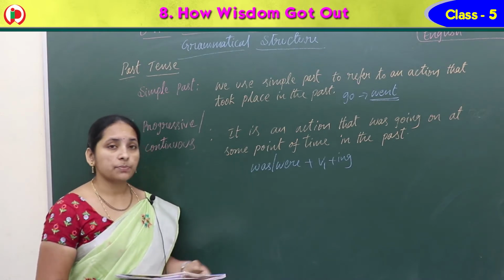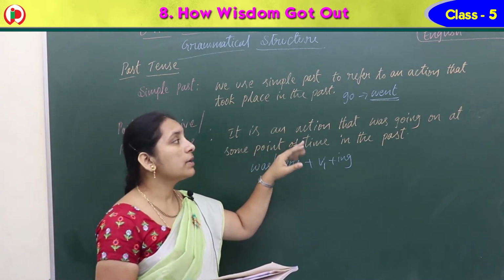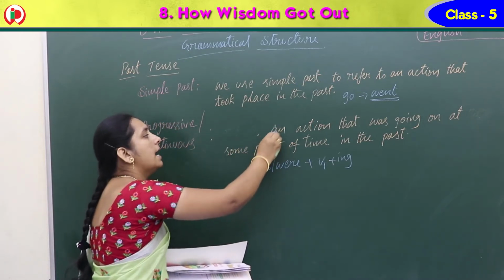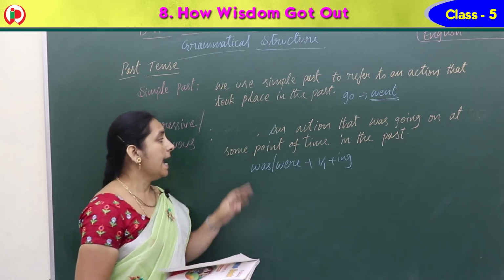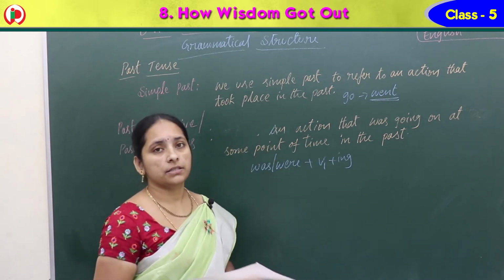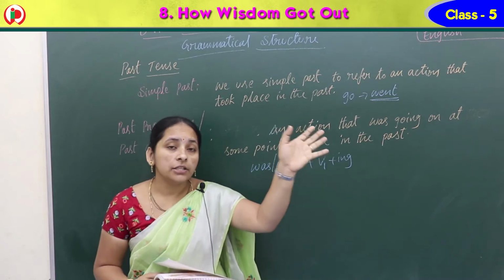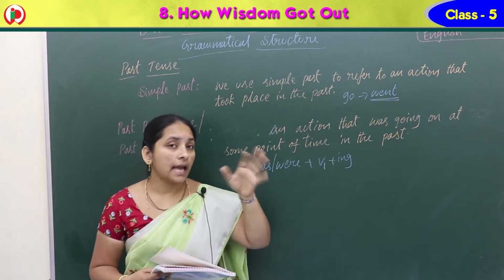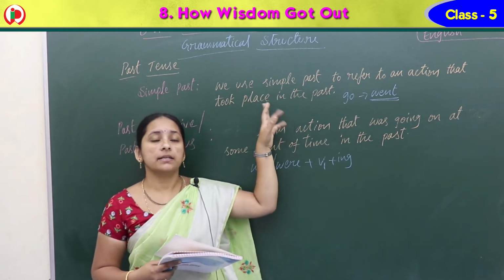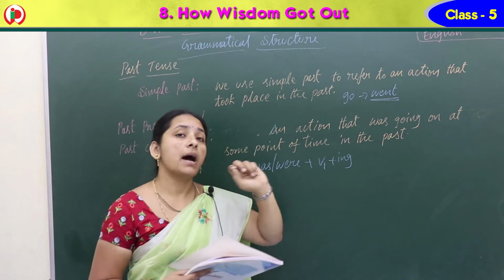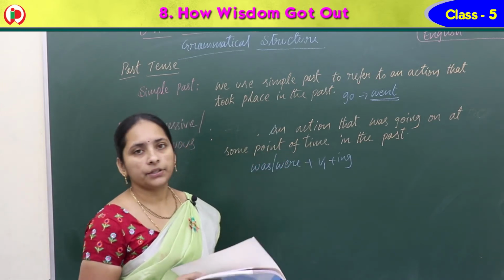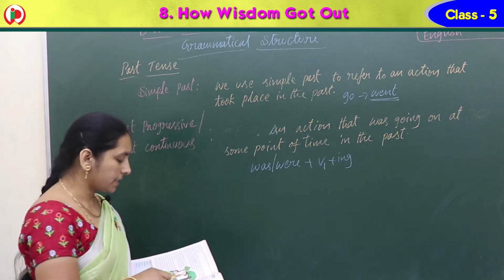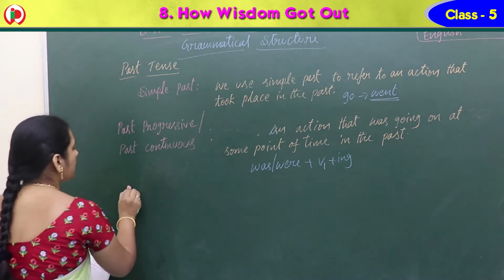What is past progressive? The action that was going on, an action that was going on at some point of time in the past. So in the past it continued for some time. If it happened in the past, we write simple past, but if it continued for some time in the past, we write past continuous. Okay, and now past perfect.